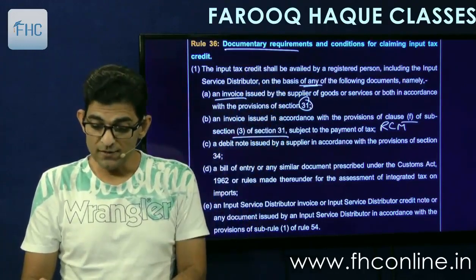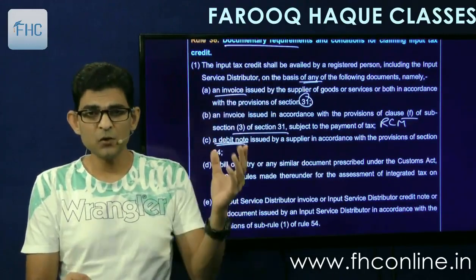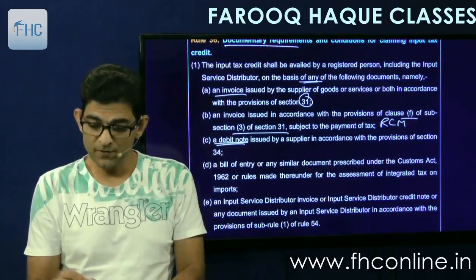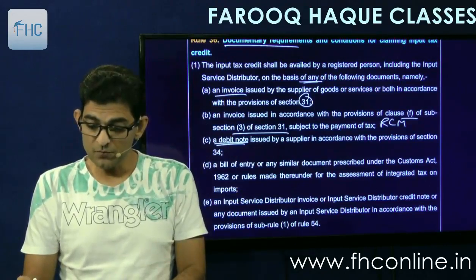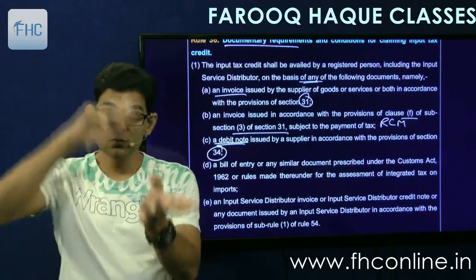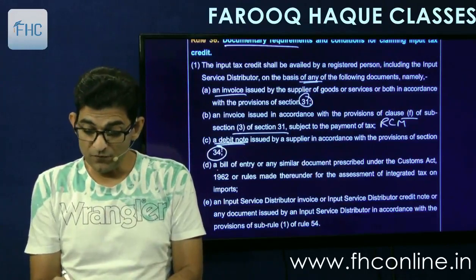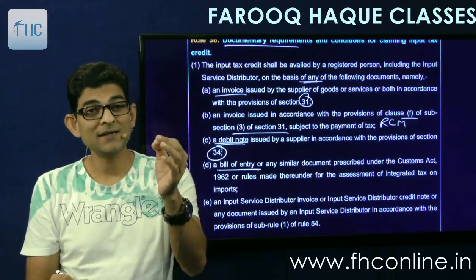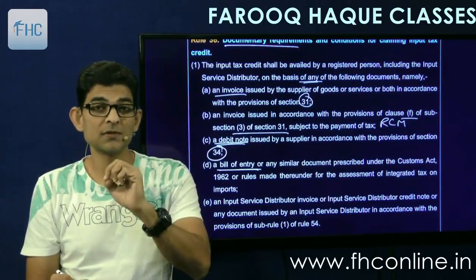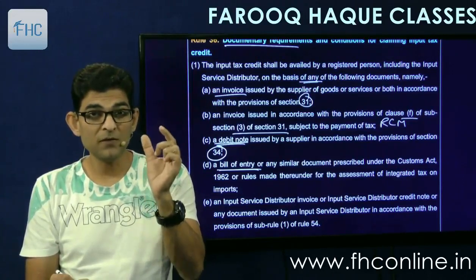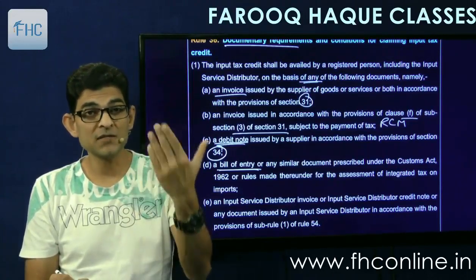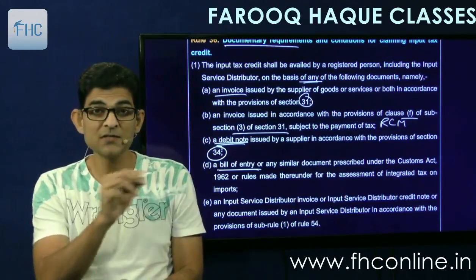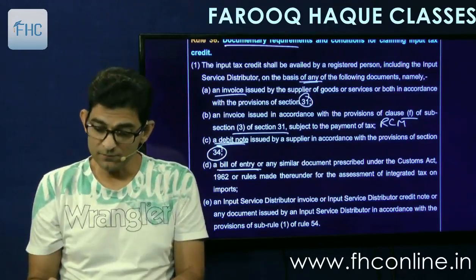Then clause C, a debit note. These points we had already discussed in section 16 itself, invoice, debit note. I had explained to you the concept of debit note. Debit note issued by the supplier in accordance with provisions of section 34. This section 34 we are going to see later on. Then bill of entry. This I told you in the last lecture. This is for the integrated tax that is paid on imported goods. In case of import, the bill of entry is the document on which the assessment is done and taxes are paid. So this bill of entry will mention how much IGST has been paid, so we can take credit of that.